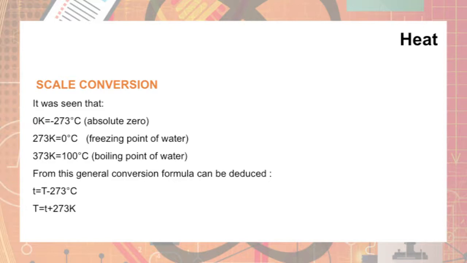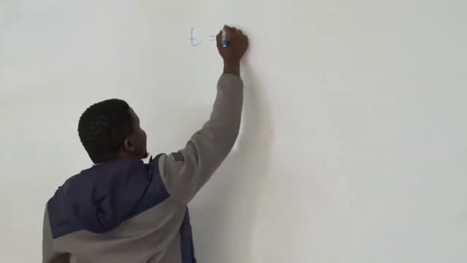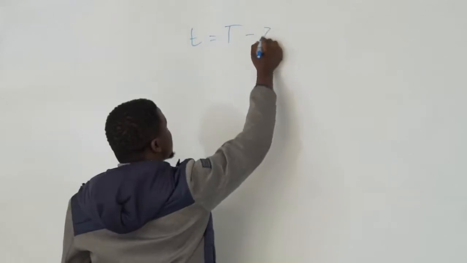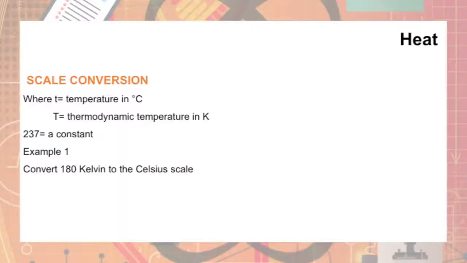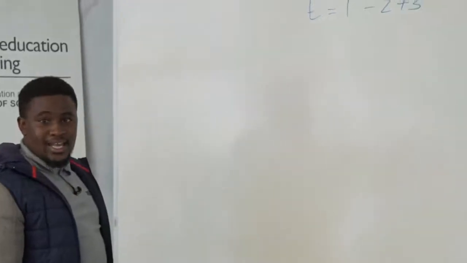Then we can come up with an equation: t, which is our temperature in degrees Celsius, is equal to T in Kelvin minus 273. Basically, we use this equation to change from Kelvin to degrees Celsius.